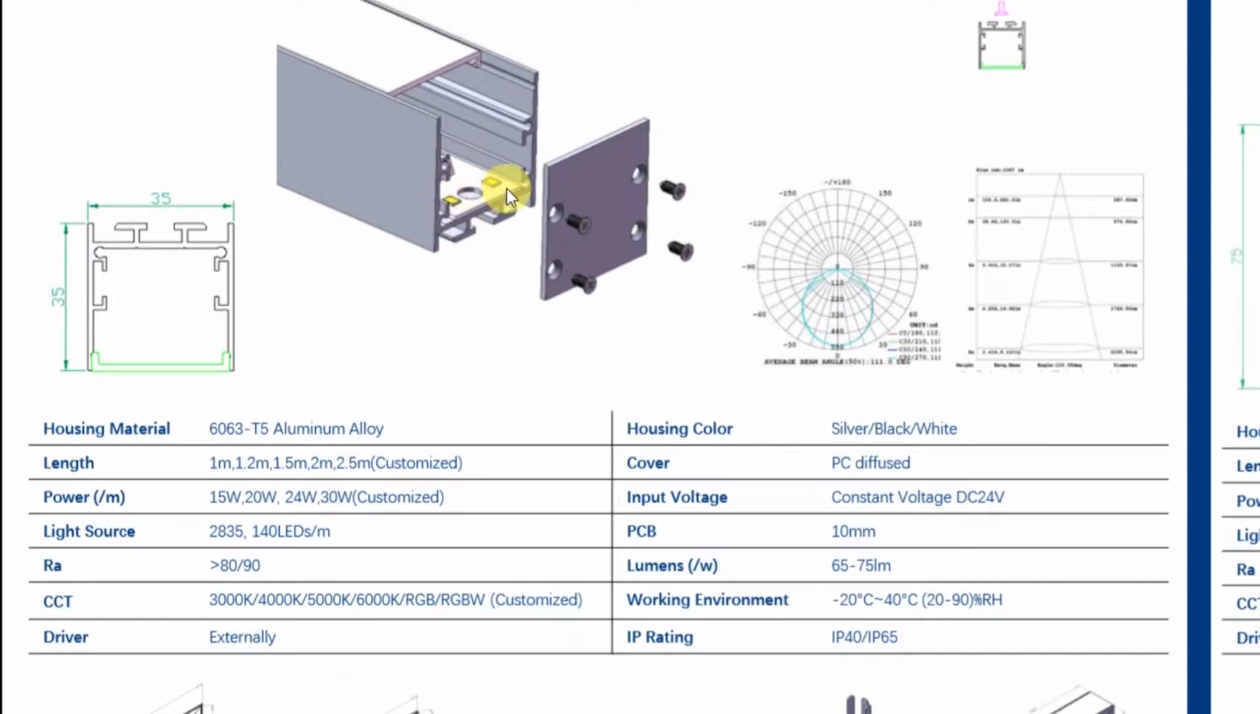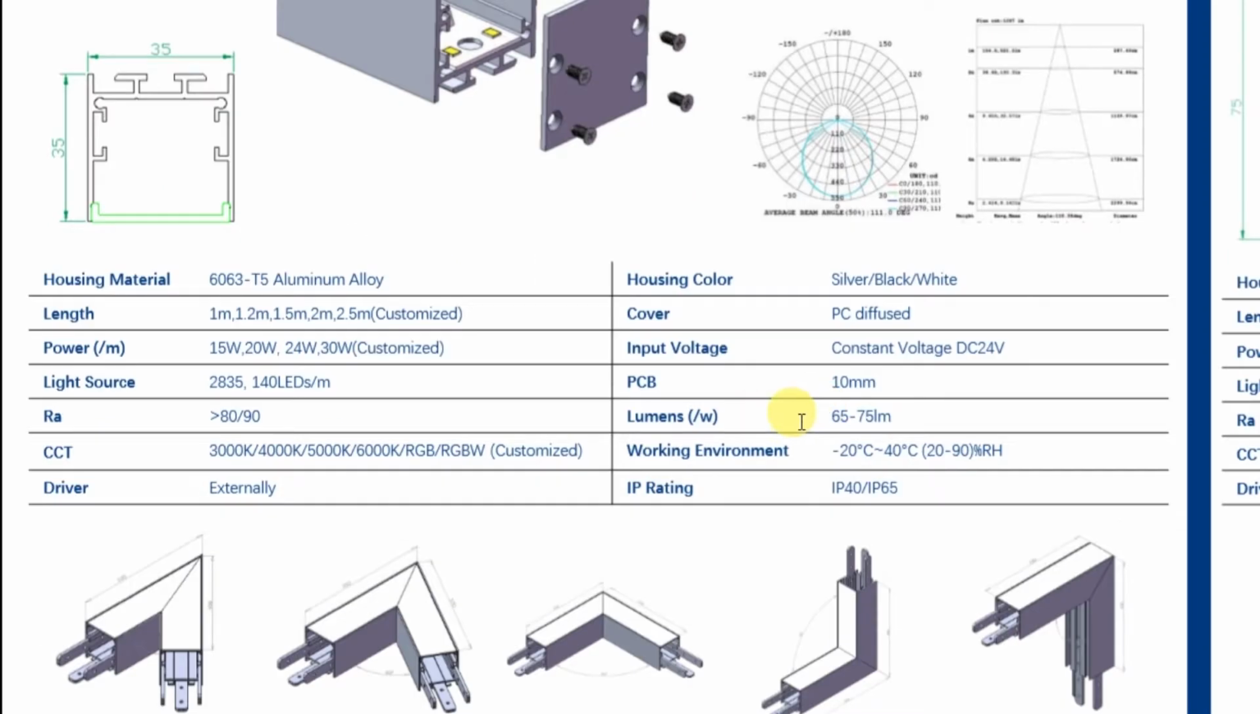Here is the PCB, which is in white color, and the width of the PCB is 10 mm, but it is also customized. This is the lumen, which is 65 to 75 lumen, but this is not the total lumen of your light. This is the lumen per watt. And you can also calculate the total lumen of your light of a certain length.